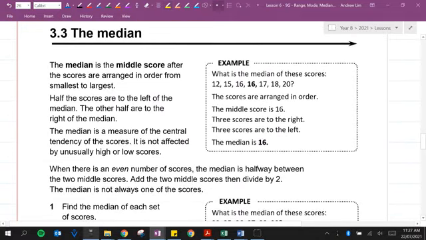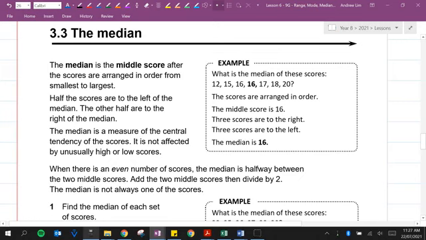Okay, so we've looked so far in this video how to calculate range and how to find a mode. We're now going to move on to finding the median. Now the median is the middle score after the scores are arranged in order from smallest to largest. Half the scores are to the left of the median, the other half are to the right. The median is a measure of the central tendency of the scores. It is not affected by unusually high or low scores.